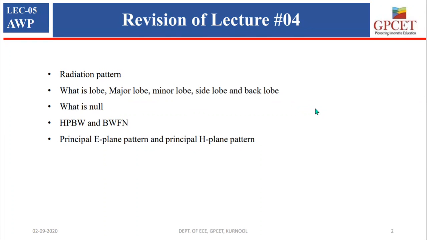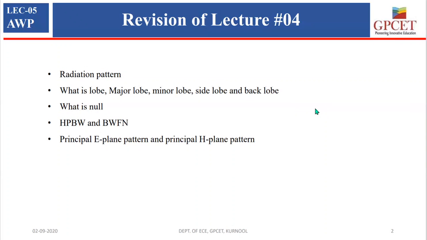Null means no radiation part. So in the radiation pattern, the zero radiation part or zero radiation region we name as a null. Okay, next we define two terms: one is the half power beam width and the second one is the beam width between the first nulls.